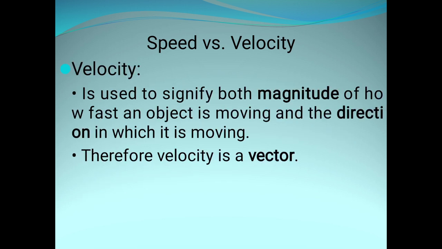Next one is velocity. It is used to signify both the magnitude of how fast an object is moving and the direction in which it is moving. Magnitude means we can see the value, and direction means in which direction the object moves. So the velocity is a vector quantity. Basically we can see the difference: speed is the scalar quantity and velocity is the vector quantity.